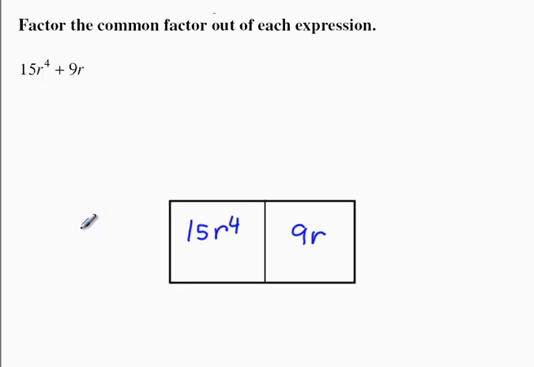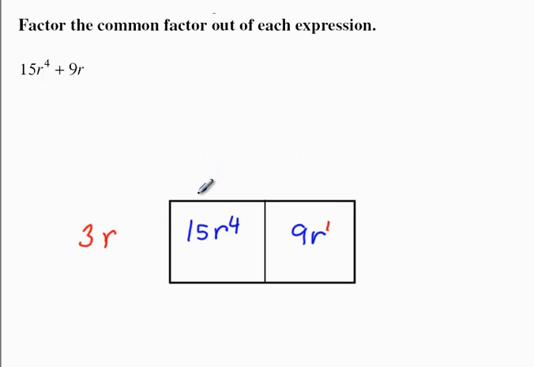The greatest common factor of 15 and 9 is 3. And then I have r to the fourth and r to the first. So there's an invisible power of 1 we don't see. The number of r's that's in common is 1r. So 3r to the first goes on the outside.